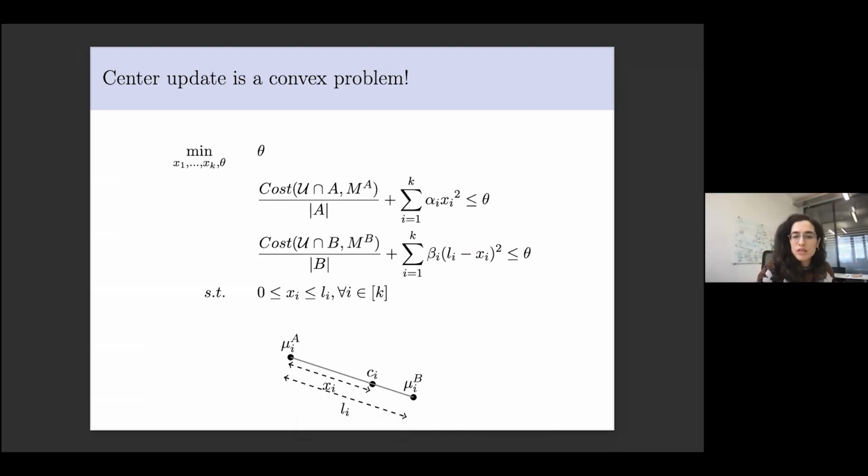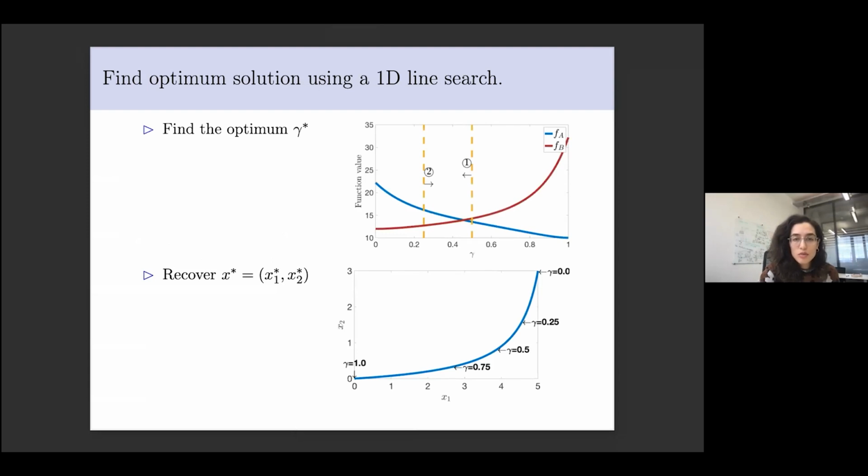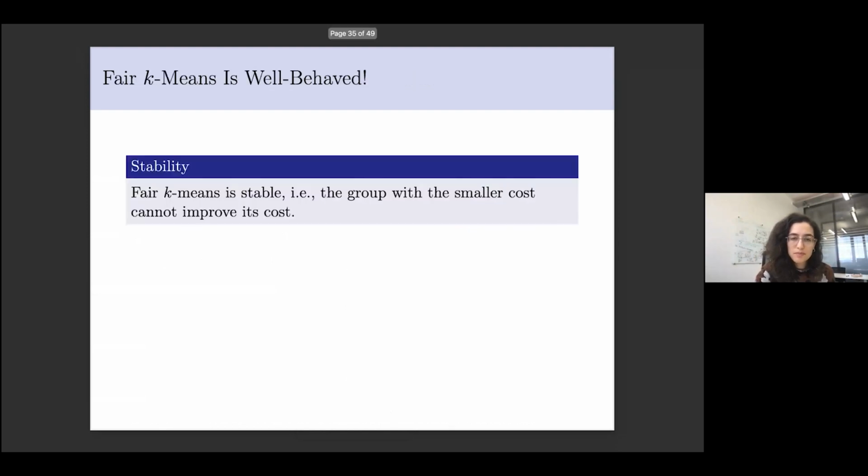I can solve it efficiently by convex programming, but we actually show that we can solve it much faster. For the case of two groups, we show that we can find a fair center using a line search on a one-dimensional curve. I'm not getting into the details of that. But the implementation of our fair Lloyd algorithm is actually based on this line search and is publicly available.